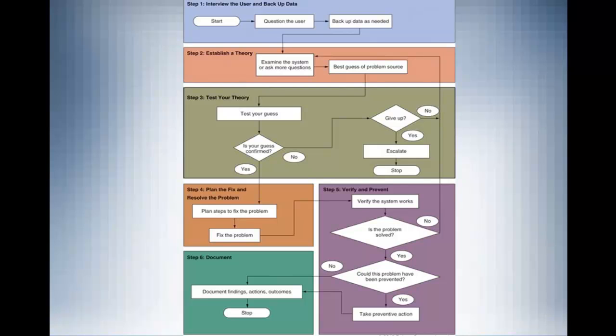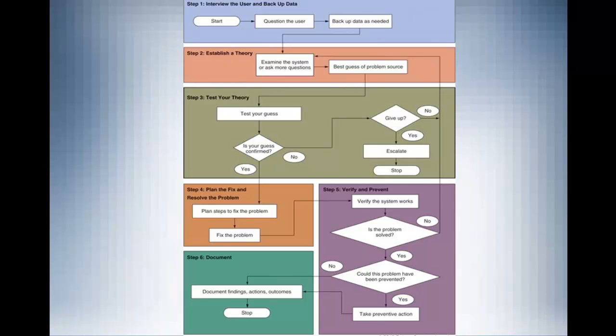Well, that's it for those steps and rules. Step 1, interview the user and back up all data. Step 2, establish a theory. Once you have that theory, move into step 3 to test your theory. Step 4, plan the fix and resolve the problem, hopefully. If you don't fix it, go back and test another theory you might have had. But before moving on to step 5, make sure you have fixed the problem.